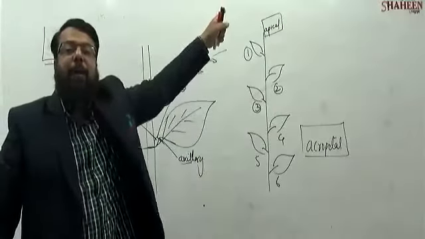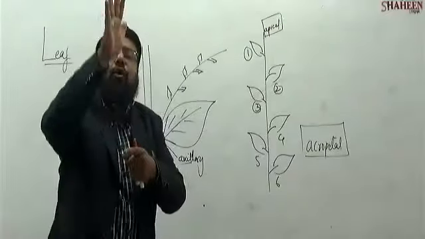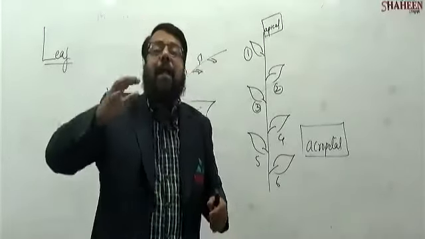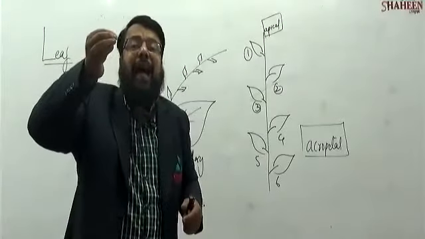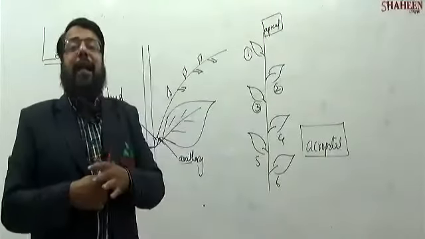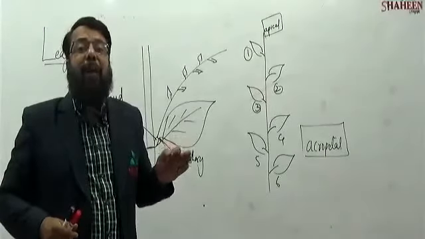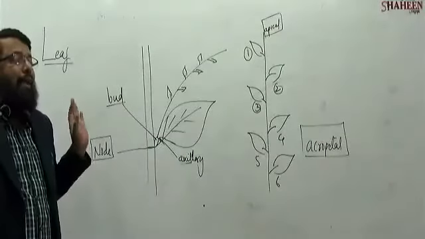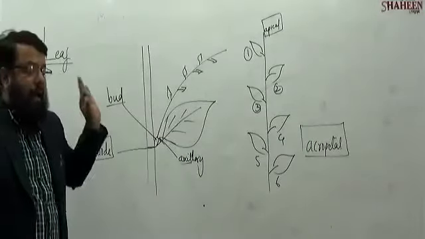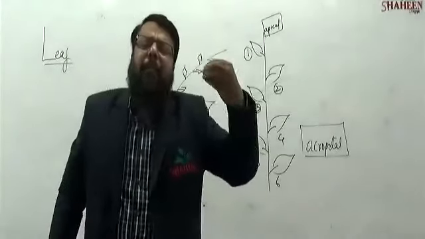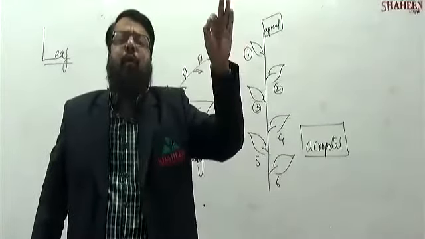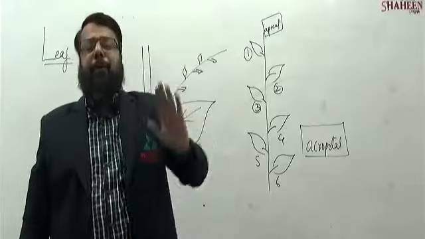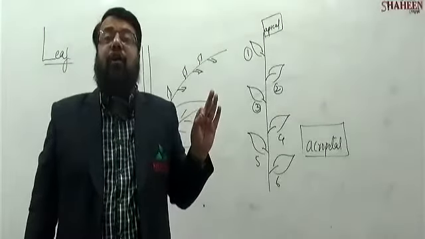It is produced from apical meristem, and as the stem grows, the older leaf ends up at the base and the younger leaf remains at the top. This arrangement is called acropetal arrangement. याद रखना है, acropetal. What is acropetal arrangement? An arrangement in which, in any part of a plant, the older part is at the base and the younger part is at the tip, that is called acropetal arrangement.